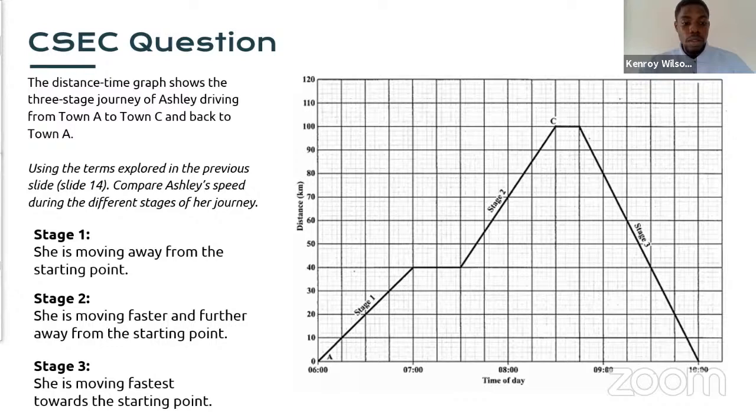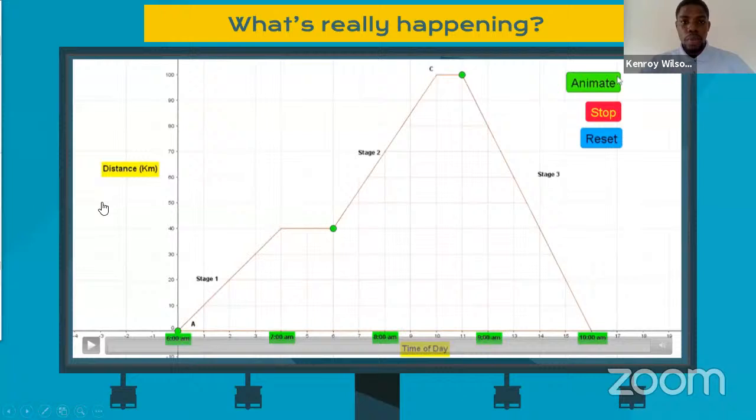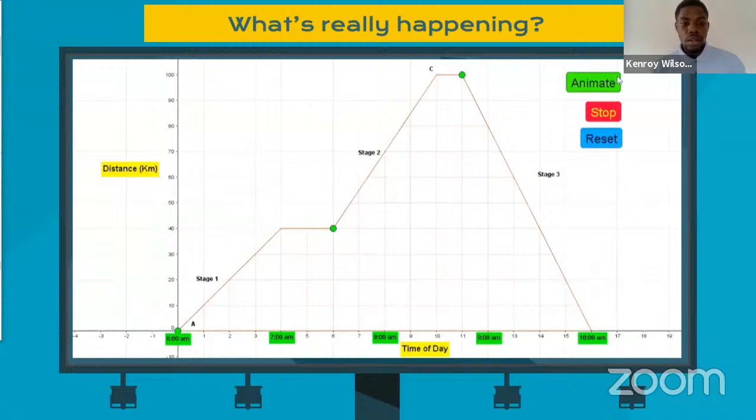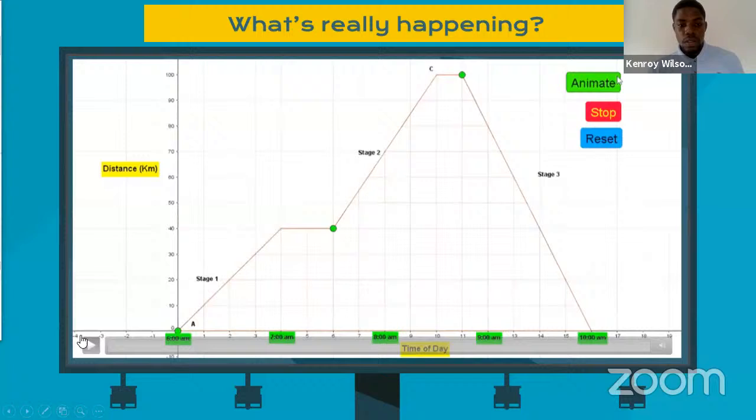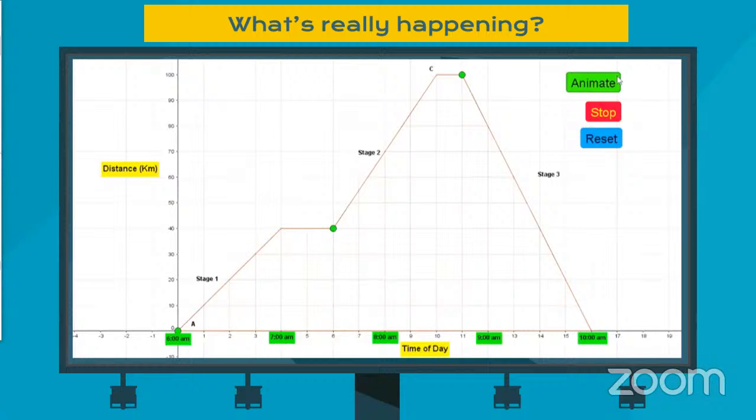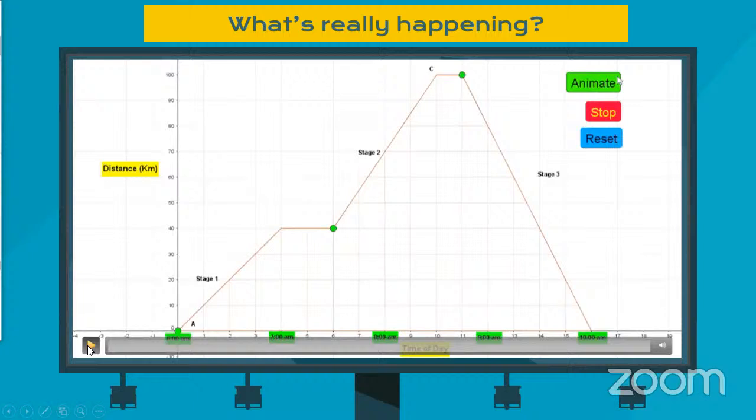So let us look at the little animation that we have to basically describe the journey that Ashley took. So here we go. Pay attention to the little green dot that will be used to describe Ashley's journey. Pay attention to the speed as well. Yes, Mr. Wilson, let me just add to it because there are some questions and discussion in the chat. So I'm just asking those persons, let's look at this and then see if you still have your question to ask, right? Okay.